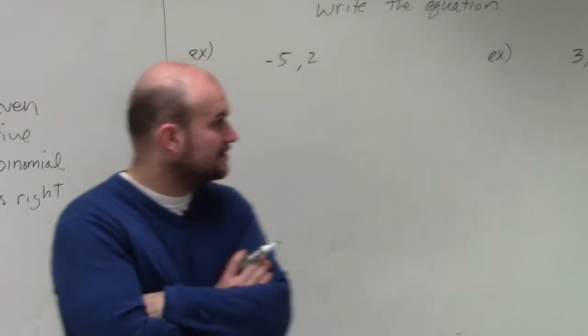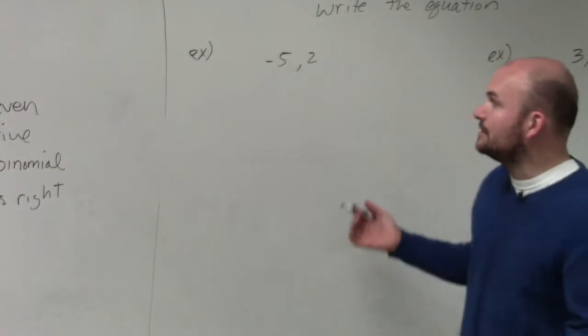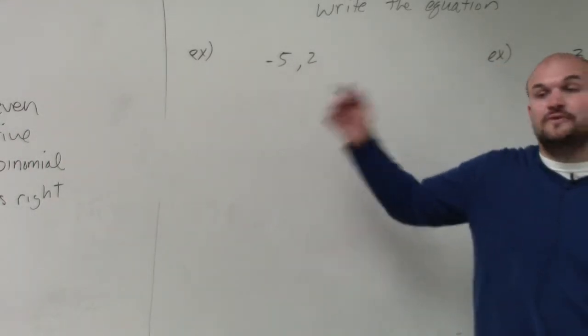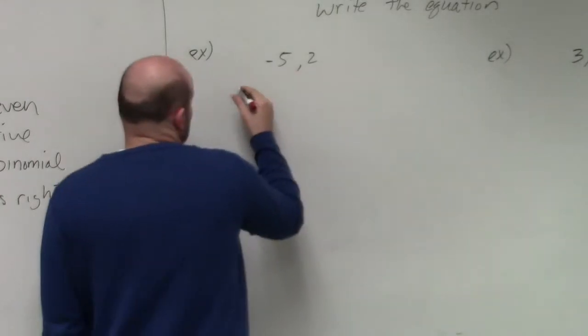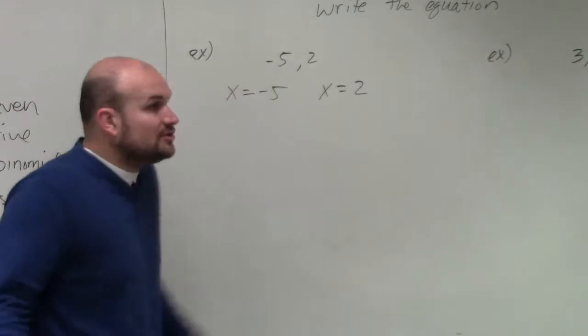So we have -5 and 2. If you guys remember, these are going to be your zeros of the polynomial. We need to figure out what is actually the equation. So the first thing is you set them equal to x. Because those are exactly the answers.